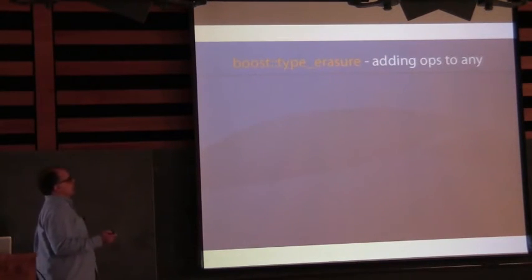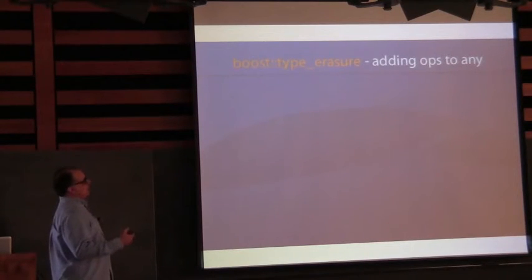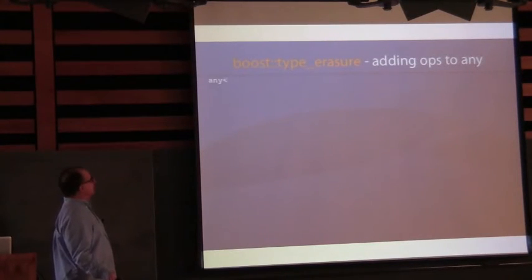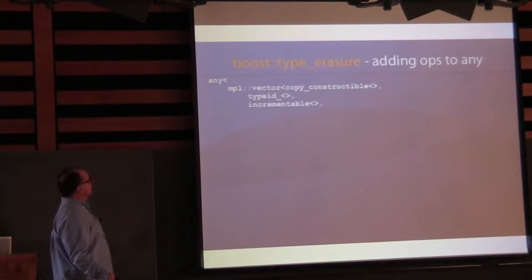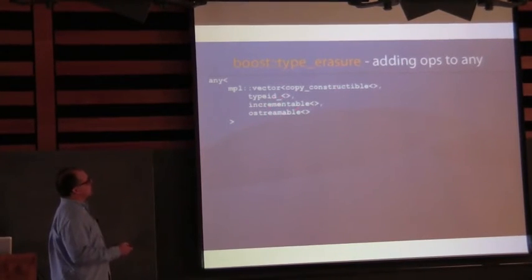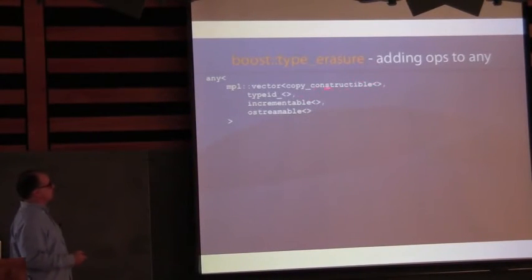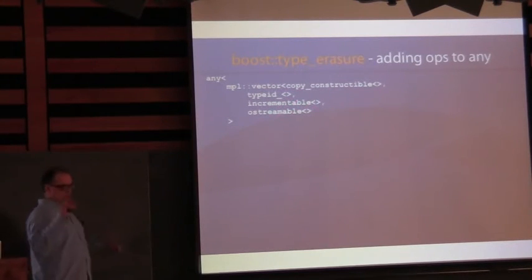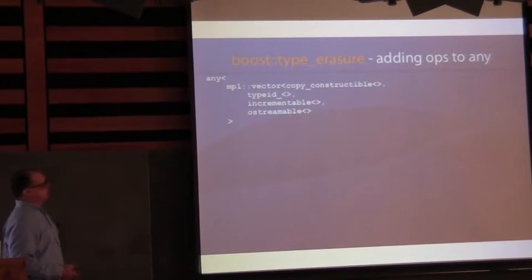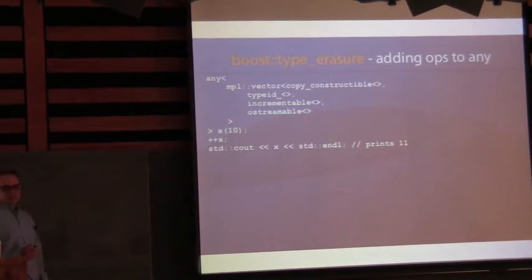So how does type erasure add operations to that any type? Something like this. You add all these things that you want your any to be capable of, so you can make sure that it's copy constructible, it has type ID, it's incrementable, so you can do plus plus on it, and streamable, you can stream it. And then here's your x, and then you can do this. So you give it 10, plus plus x, you get 11 out.